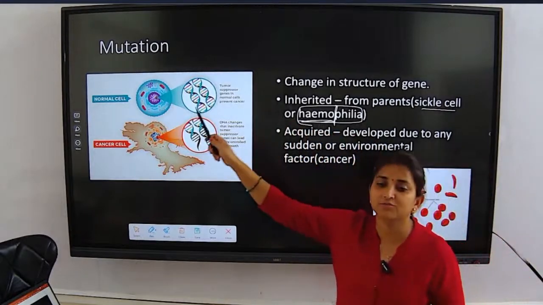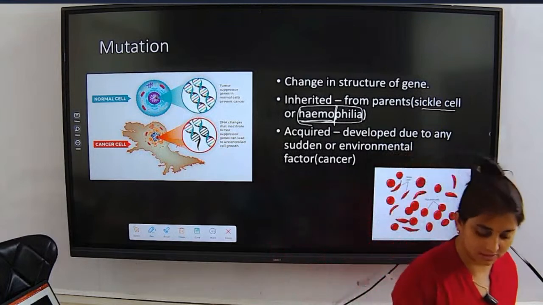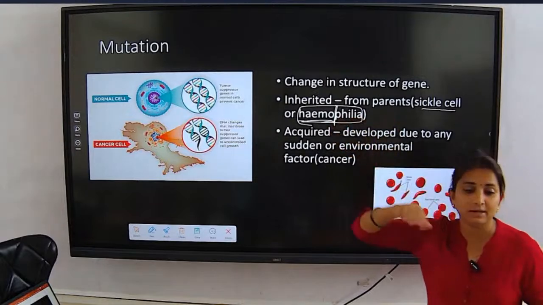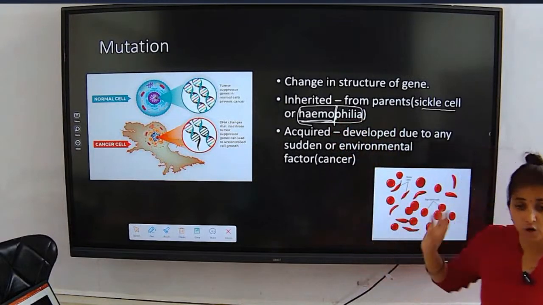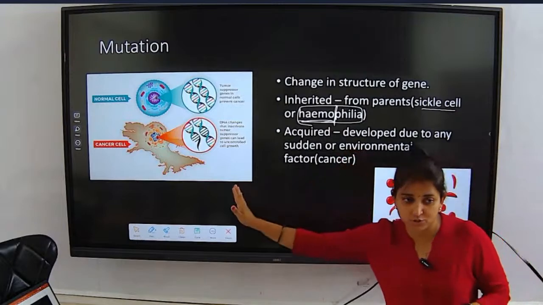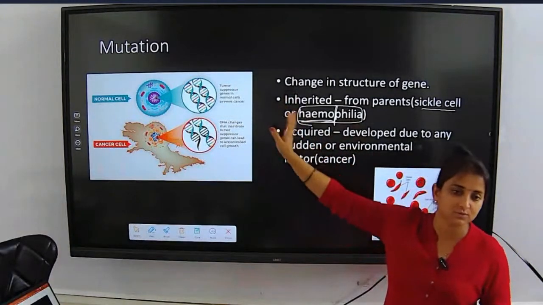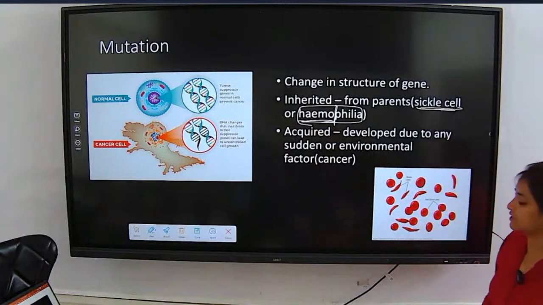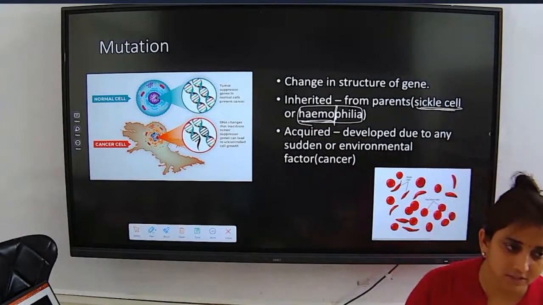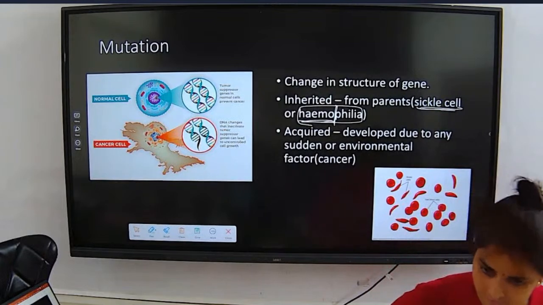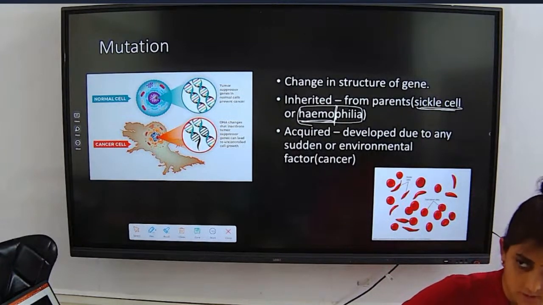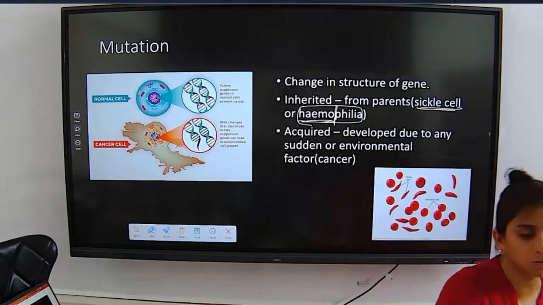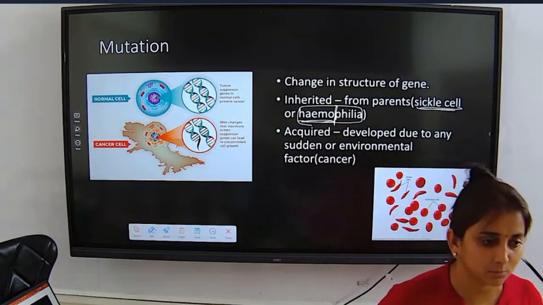I'm calling it an inherited form of mutation because this organism has inherited it from their parents. The organism himself or herself did not change over time. They just got it from their parents. That's why we are calling it inherited. Sickle cell is another kind. Sickle cell is an anemia. Anemia, have you heard? What is anemia? Less hemoglobin. Anemia can occur because of so many reasons, but ultimately, hemoglobin is less.